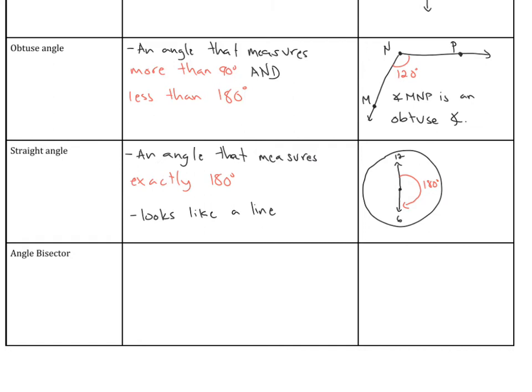So if I were to give this a name, let's go ahead and give these rays a couple more points. Let's just go ahead and call this PQR. So I have angle PQR, and it is a straight angle because it measures 180 degrees.